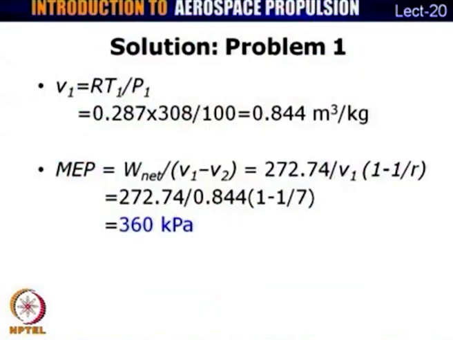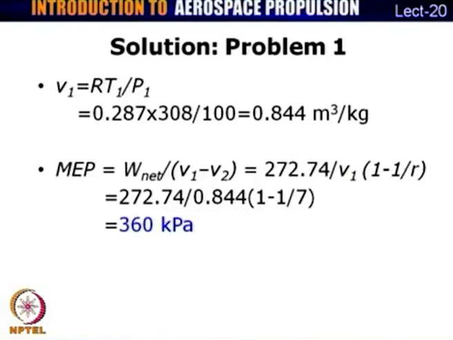Now, what remains to be calculated is the mean effective pressure, and mean effective pressure, as we have defined earlier, is W net by the displacement volume. So, that is W net by V 1 minus V 2. Now, if we know either V 1 or V 2, we can solve this equation, because the compression ratio V 1 by V 2 is already given and W net has already been calculated.